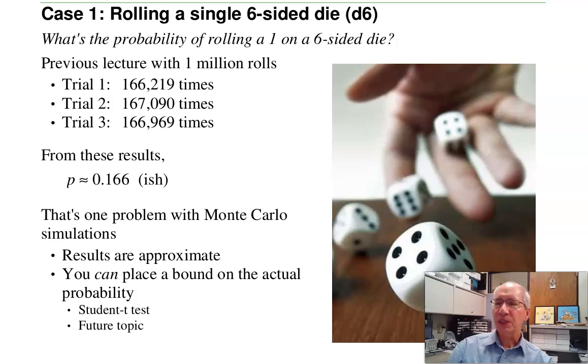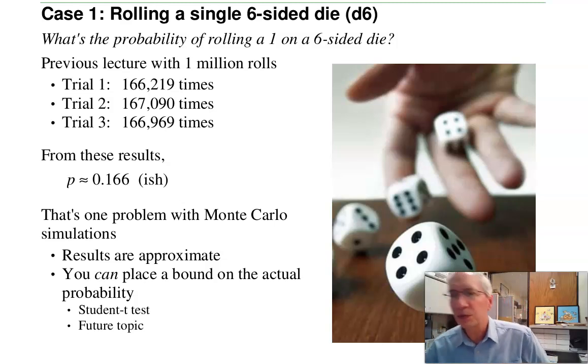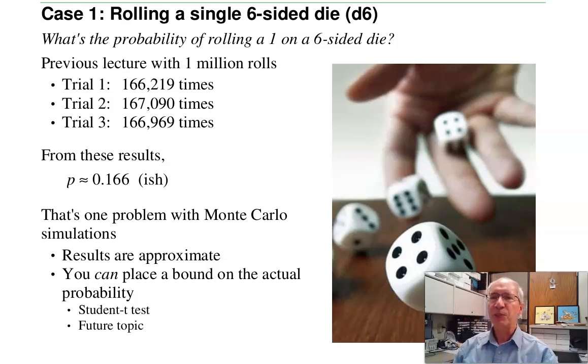So let's start out with the simplest case, a 6-sided die. In the previous lecture we did a Monte Carlo simulation to find out the odds of rolling a 1 on a 6-sided die. You write a Matlab script where I roll a 6-sided die and check to see if I rolled a 1. Once I can play the game one time, play it 1,000,000 times. And when I do that, I got these results. First trial, 166,219. Second trial, third trial. From that, I can tell you that the odds are about 0.166, give or take.